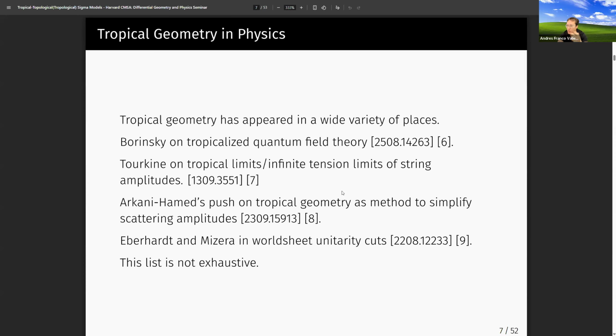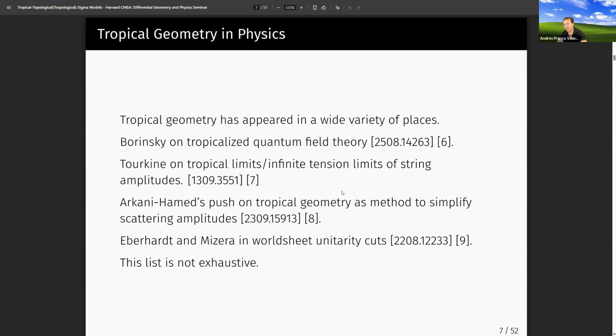and he had these amazing results where instead of calculating for 2 loops, you can calculate things up to 50 loops. Tourcoing is also someone who talked about tropical limits of string amplitudes. And Nima Arkani-Hamed has been pushing on tropical geometry as a method to simplify scattering amplitudes and so forth. And of course, we have Eberhard and Sebastian Mizera, who showed that tropicalization happens when you have these world-sheet unitary cuts. That was a big hint pushing us towards this direction.